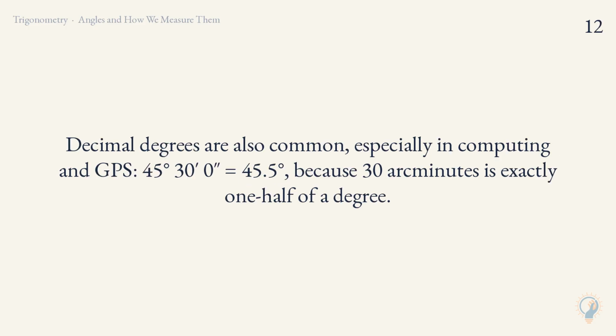Decimal degrees are also common, especially in computing and GPS. 45 degrees, 30 arcminutes, 0 arcseconds equals 45.5 degrees, because 30 arcminutes is exactly 1/2 of a degree.